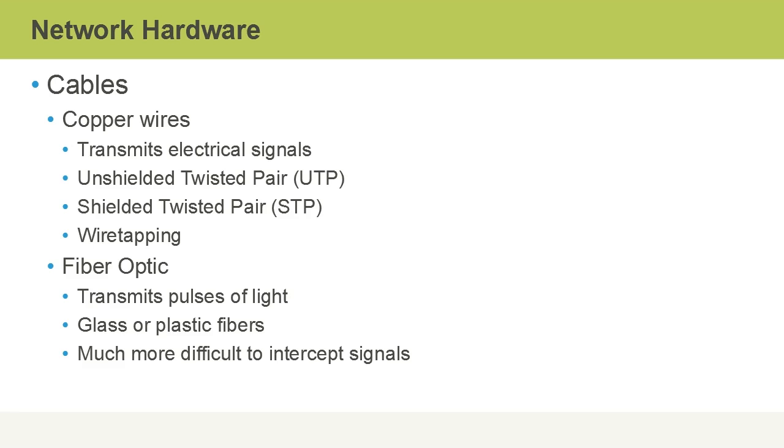Now, compare that to fiber optic cabling, which transmits pulses of light instead of electricity. This happens over glass or plastic fibers, and it's much more difficult to intercept signals than it would be with wiretapping on copper wire-based cables.